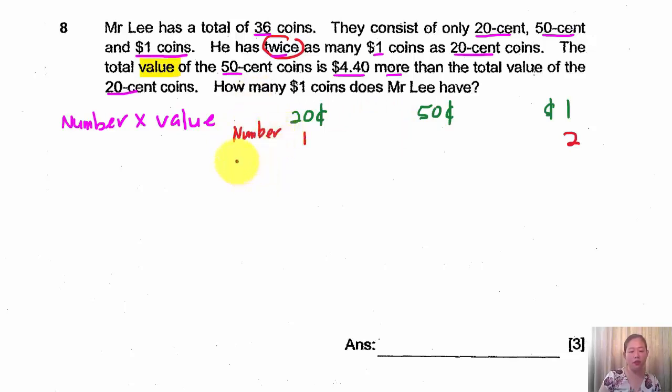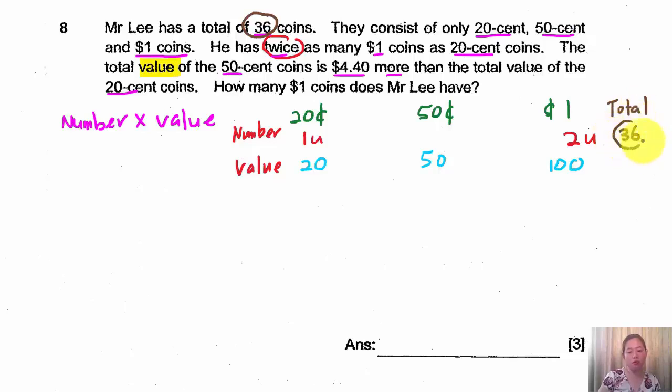And also let's look at the value now. The value of a 20-cent coin, of course, is 20 cents, right? So we'll put 20 here, 20 cents. Here it will be 50 cents, and here it will be 100 cents, not 1 cent. Be careful. Then we can call this unit and call this unit. And notice that it already says here that the total is 36. So we can put a total here and write 36.